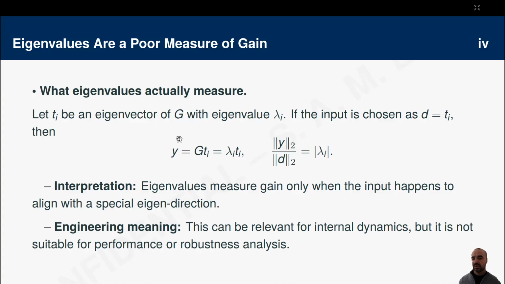Let Ti be an eigenvector of G with eigenvalue lambda i. If the input is chosen as d equal to Ti, then y is equal to G Ti, which is lambda i Ti. This is because this is our eigenvalue, so G Ti is equal to lambda i Ti. And what we expect is the 2-norm of the output, or defined as the 2-norm output over the 2-norm input, being lambda i.